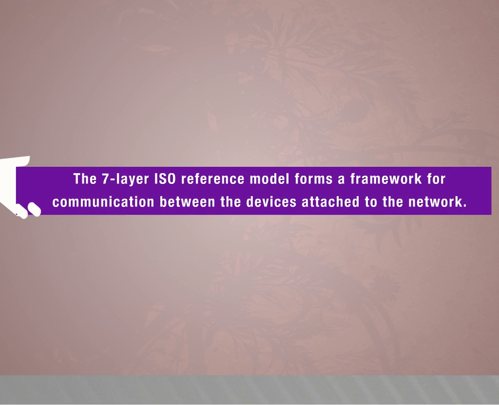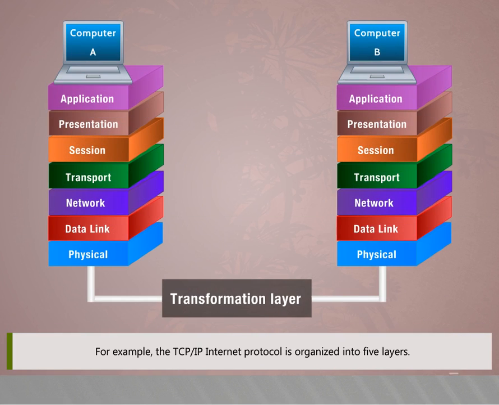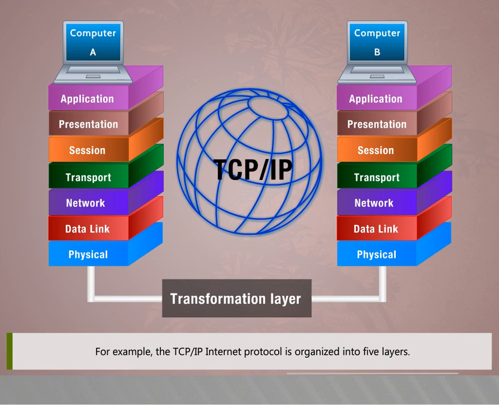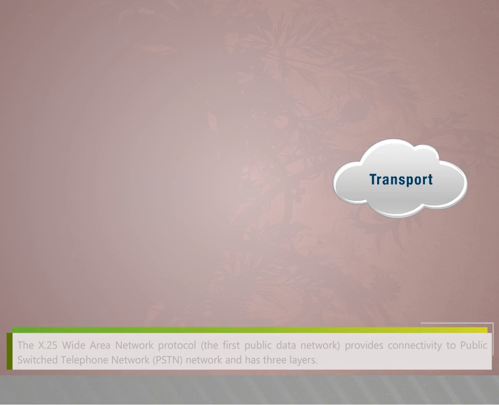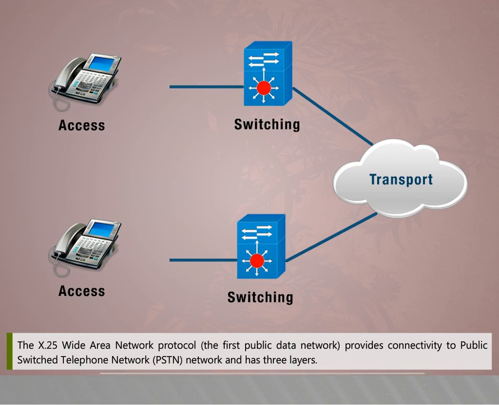The 7-layer ISO reference model forms a framework for communication between devices attached to the network. For example, the TCP/IP protocol is organized into 5 layers. The X.25 Wide Area Network Protocol, the first public data network, provides connectivity to the public switched telephone network, that is PSTN, and has 3 layers.